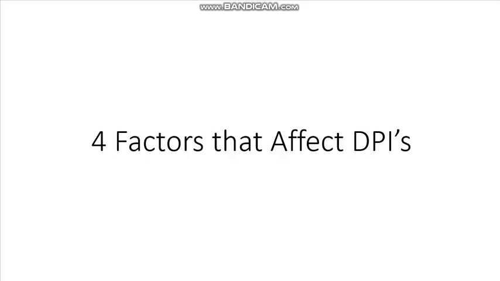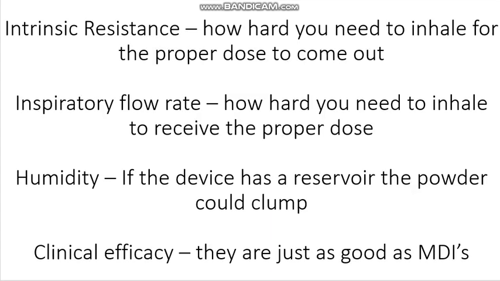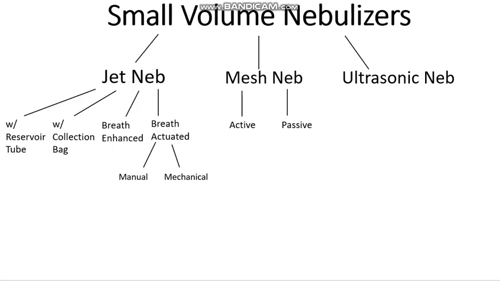Four factors that affect DPIs are: intrinsic resistance, which is how hard you need to inhale for the proper dose to come out; inspiratory flow rate, which is how hard you need to inhale to receive the proper dose; humidity, because if the device has a reservoir the powder could clump; clinical efficacy, meaning they are just as good as MDIs. Small volume nebulizers family tree.